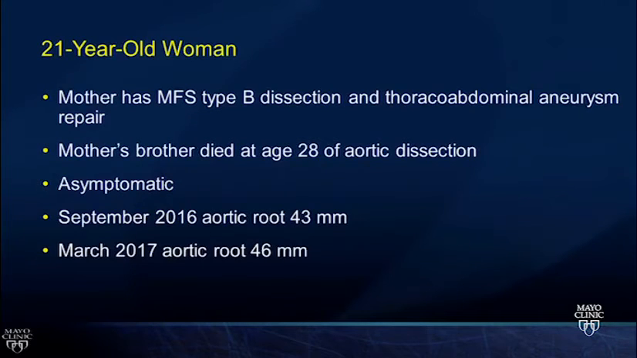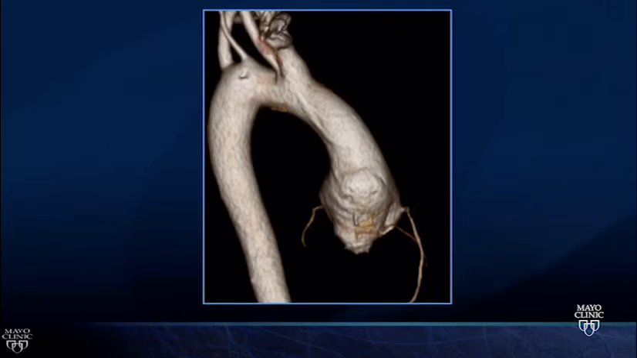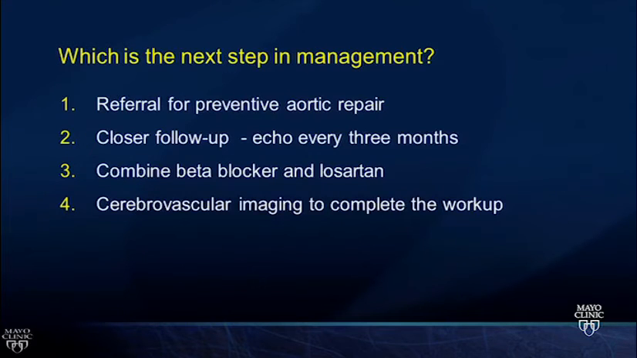And so the question is going to be, the image next, this is what it looks like. And then the question we're going to ask you is, what's the next step in the management of this patient? Is it referral for preventive aortic repair? Is it closer follow-up, like every 3 months? Is it continuing combined beta blocker and losartan? Or is it doing cerebrovascular imaging to complete the workup? Which is the best answer?